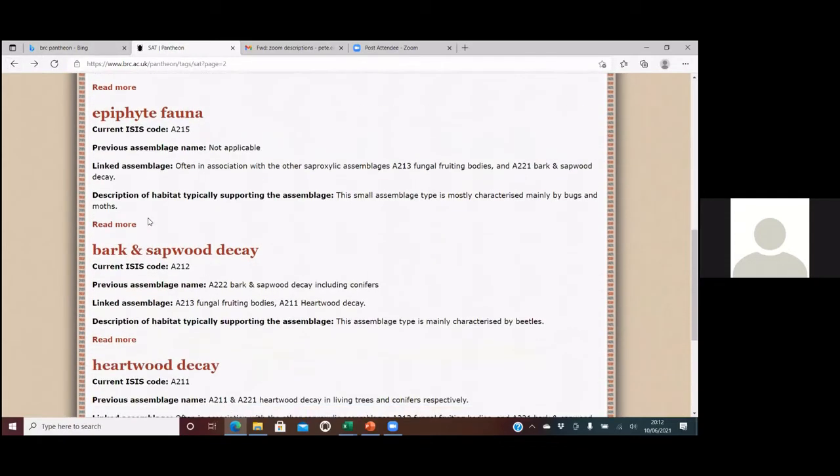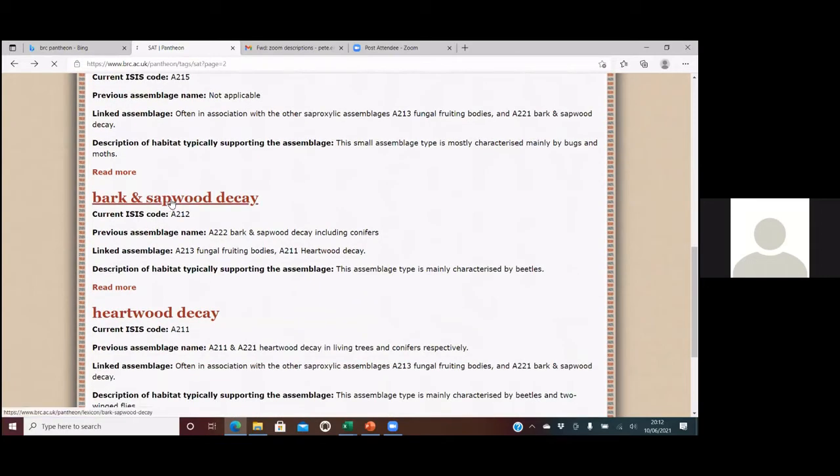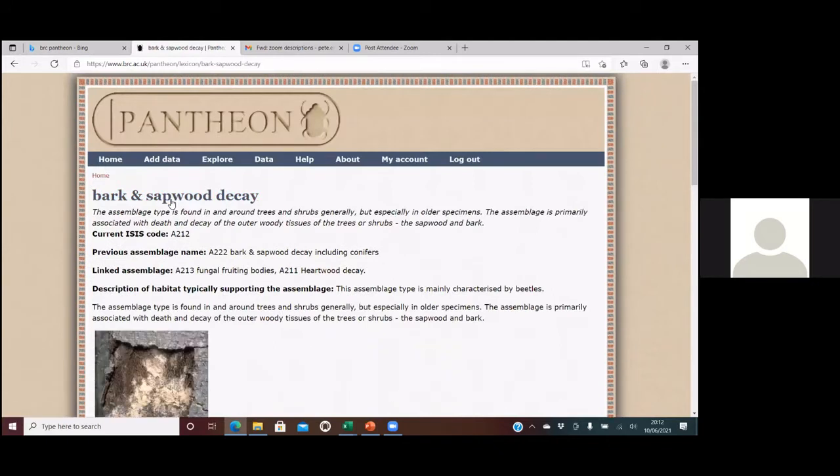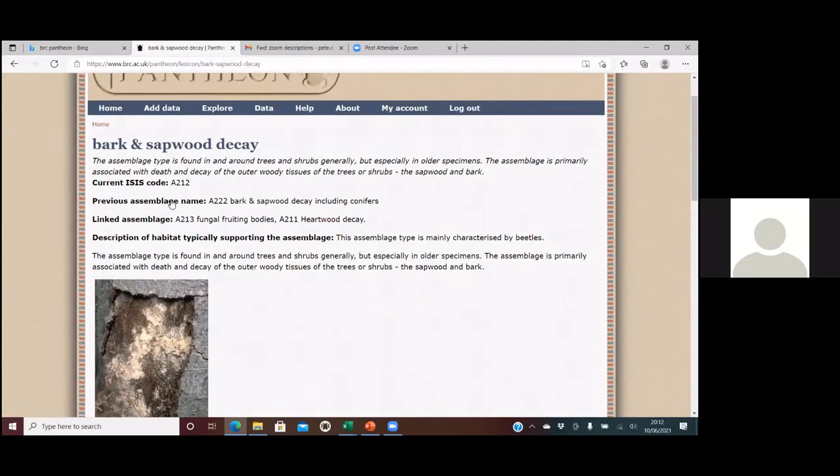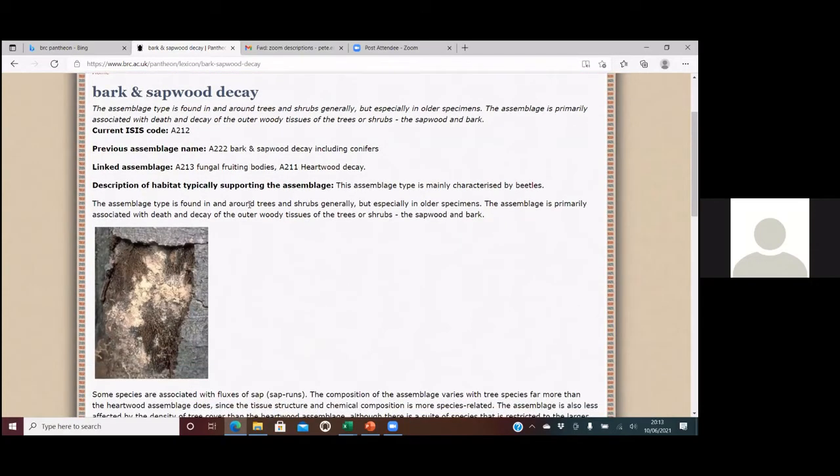So we'll look at one of the arboreal assemblages now, bark and sapwood decay. It tells us that bark and sapwood decay is an assemblage found in and around trees and shrubs, but especially older specimens. So those trees at Attingham Park that we saw in the photograph, and we'll encounter the data from shortly. This is where that ISIS code comes into play. It's had a previous name, and it's been messed around with a little bit and refined over time.